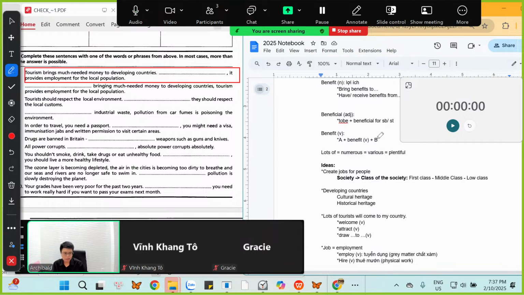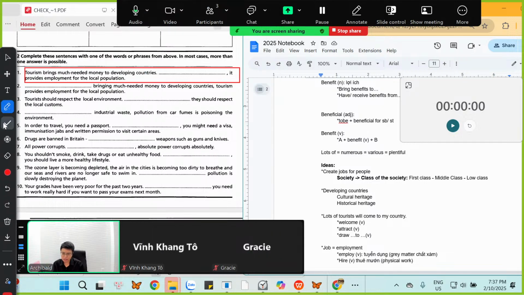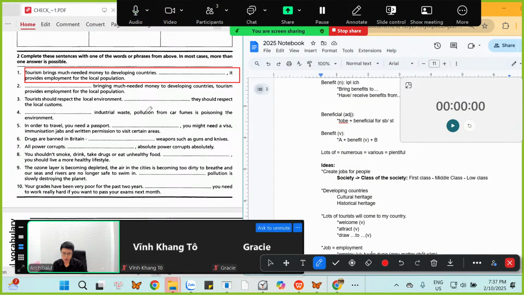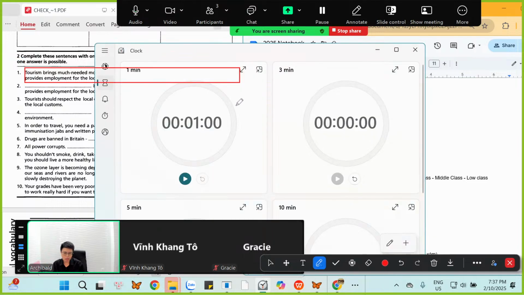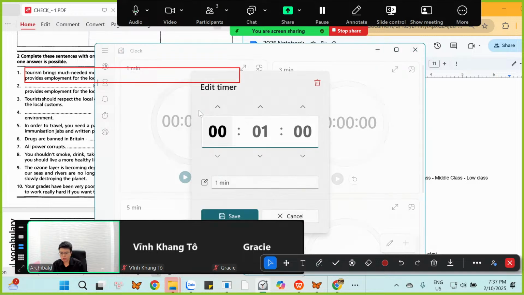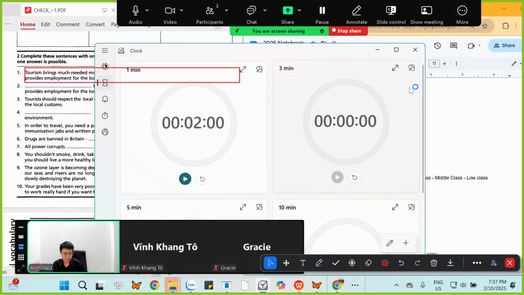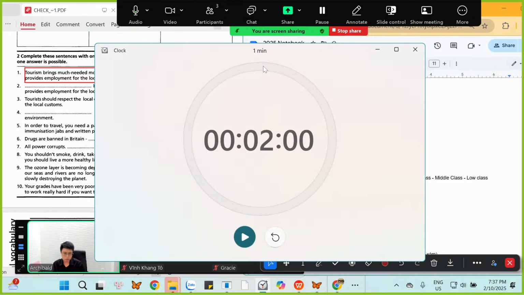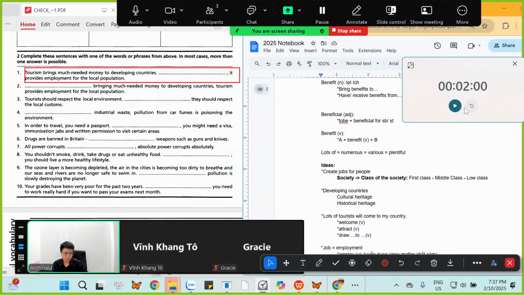Alright guys, so here guys, please look at this sentence. Okay, look at this sentence and try to present the first sentence for me. You have like 2 minutes to prepare your ideas. Bây giờ mình sẽ cho mấy bạn 2 phút để chuẩn bị ý tưởng ha. Sau 2 phút mấy bạn phải present cái ý tưởng đó cho mình ha. Rồi bây giờ mình nhấn cái nút đúng 2 phút ha. 2 phút để chuẩn bị ý tưởng.